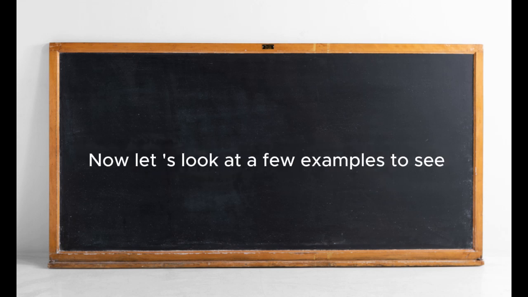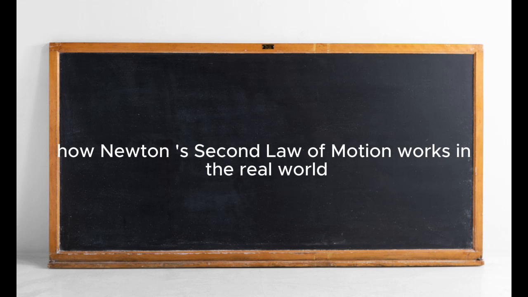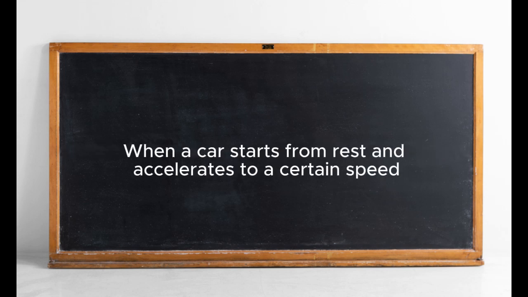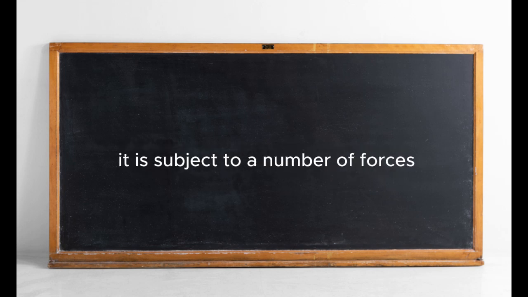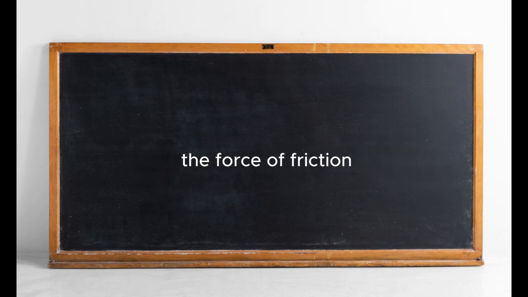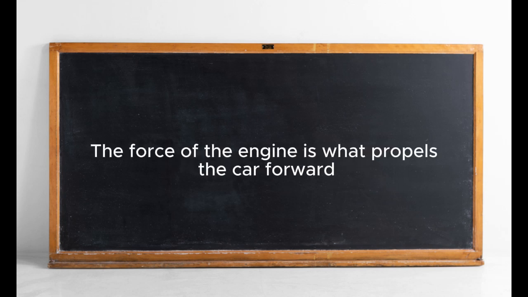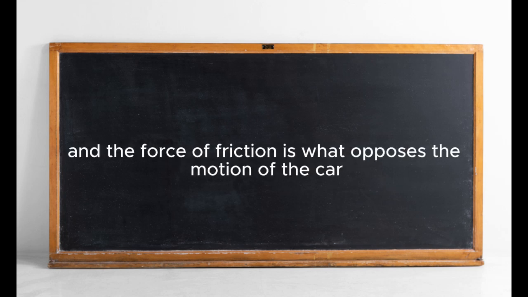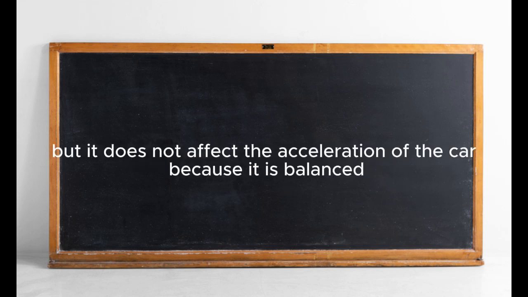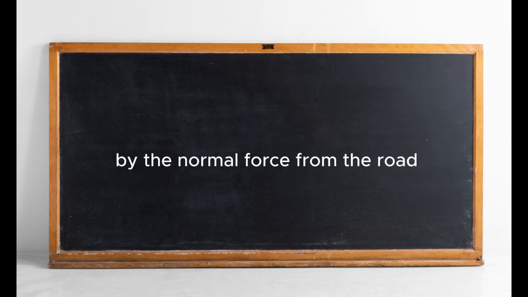Now let us look at a few examples to see how Newton's second law of motion works in the real world. One common example is a car accelerating on the road. When a car starts from rest and accelerates to a certain speed, it is subject to a number of forces, including the force of the engine, the force of friction, and the force of gravity. The force of the engine is what propels the car forward, and the force of friction is what opposes the motion of the car. The force of gravity acts downward, but it does not affect the acceleration of the car because it is balanced by the normal force from the road.